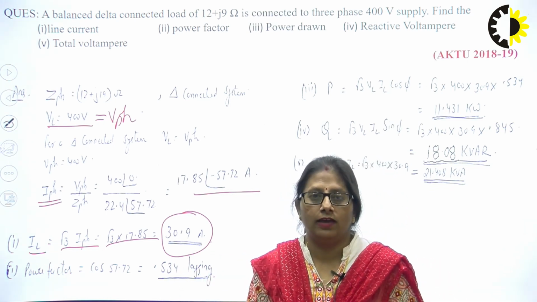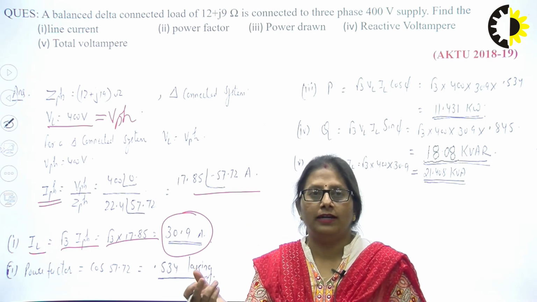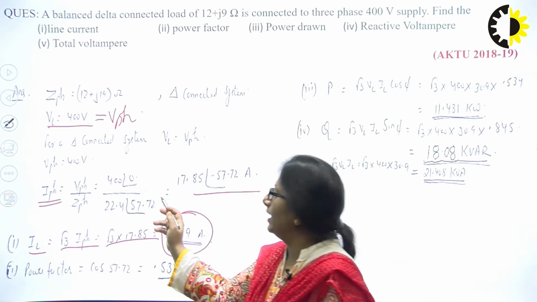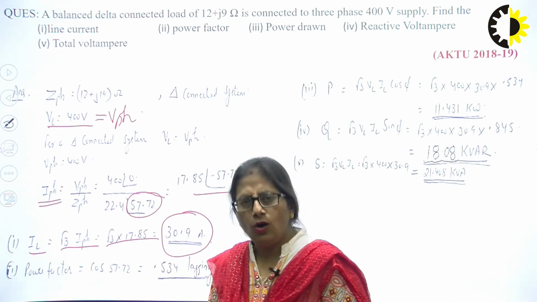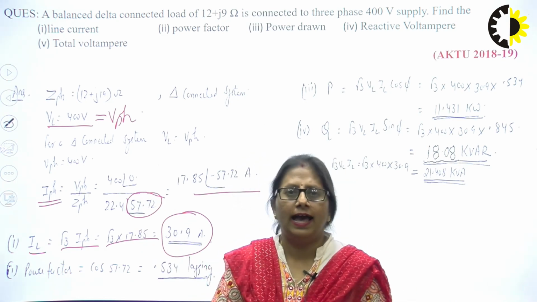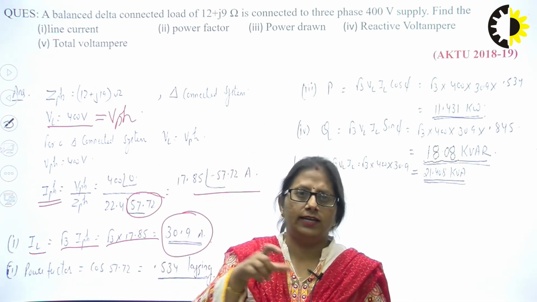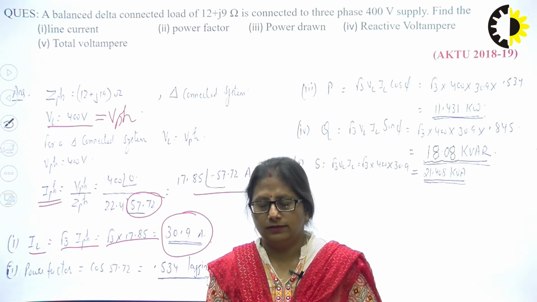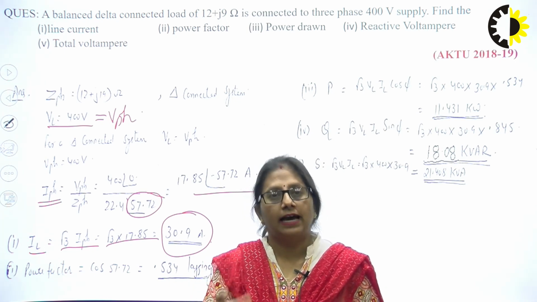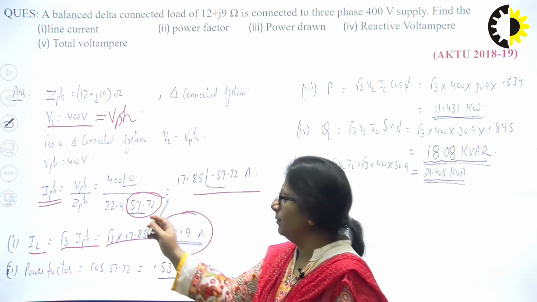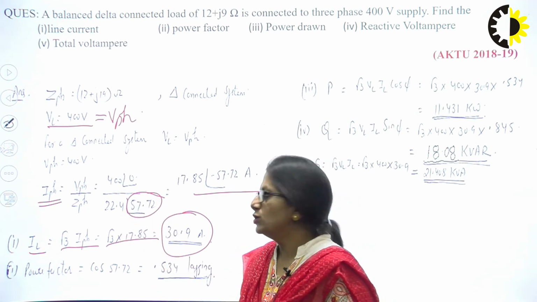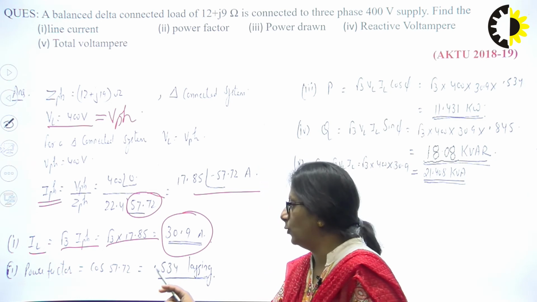Where should I get the phi? The phi can be determined from either the angle of the impedance, or I may even find it out with the angle between the phase voltage and the phase current, right? But the impedance angle, that is 57.72. So cos of 57.72, that is 0.534.